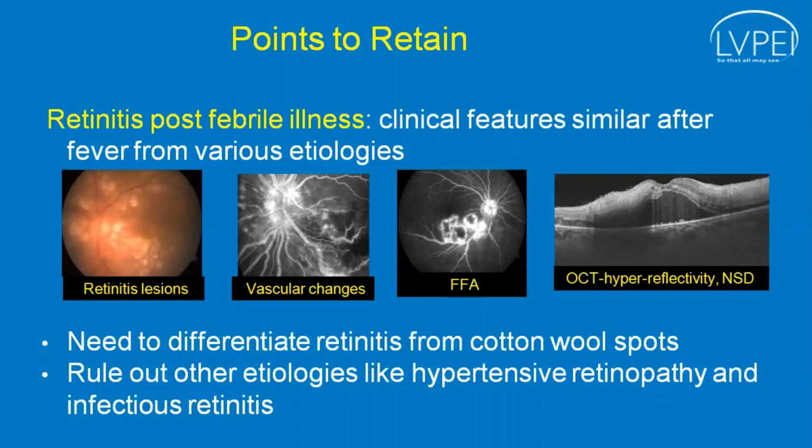So we can differentiate these retinitis lesions from cotton wool spots based upon their size and color. Also rule out other etiologies like hypertensive retinopathy and infectious retinitis before diagnosing a case of retinitis post-febrile illness.